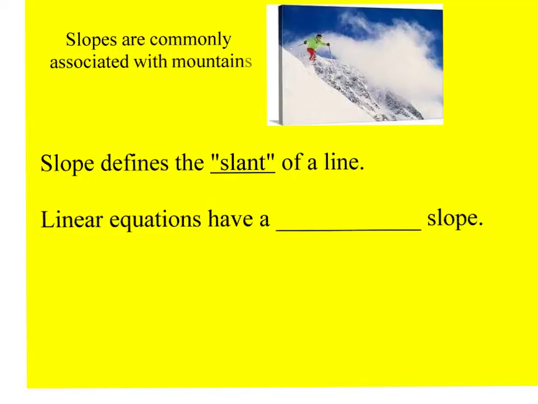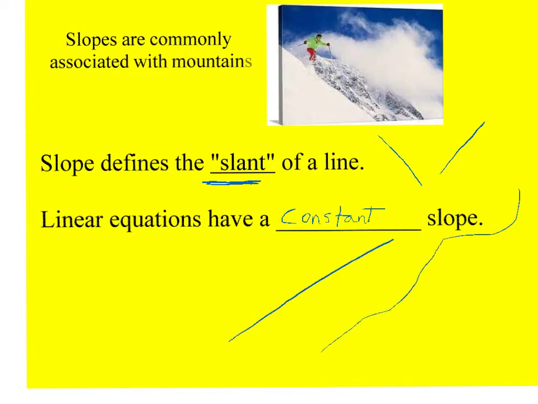So if we talk about slopes, especially here in Minnesota, usually you think of skiing or a hillside. And slope in math defines the slant of a line, how much a line slants. It could slant this way or this way. But with a linear equation, it's important to note that linear equations have a constant slope. What we mean by that is it's not going like this and then like that and like that. It stays steady the whole time.